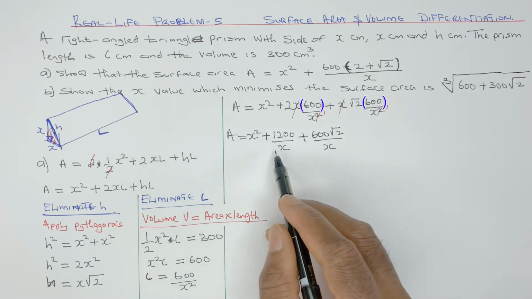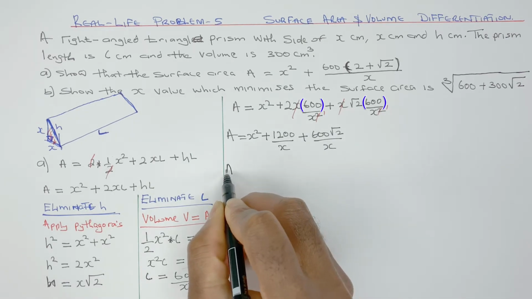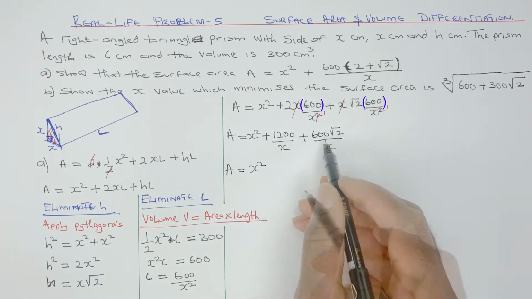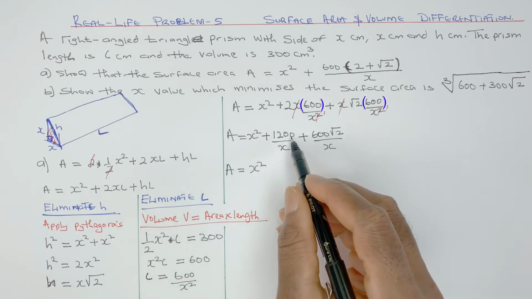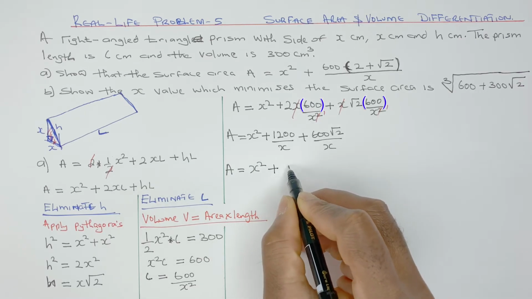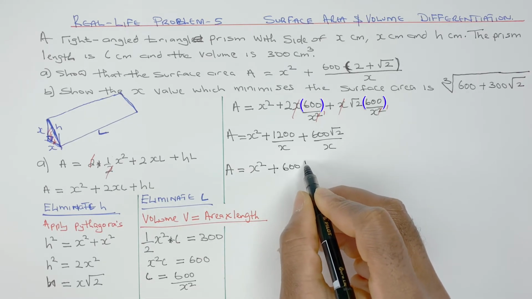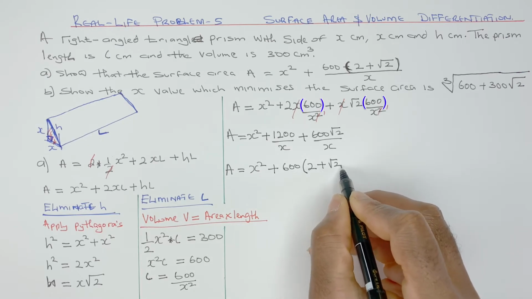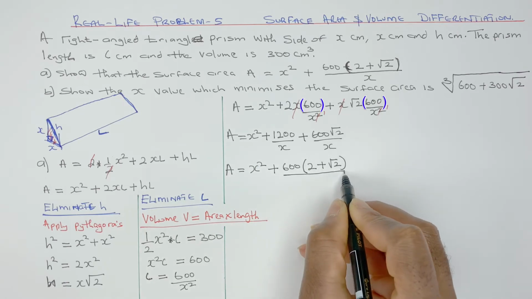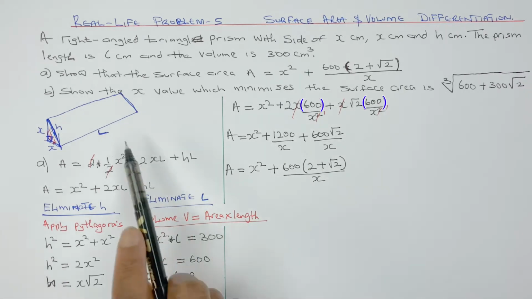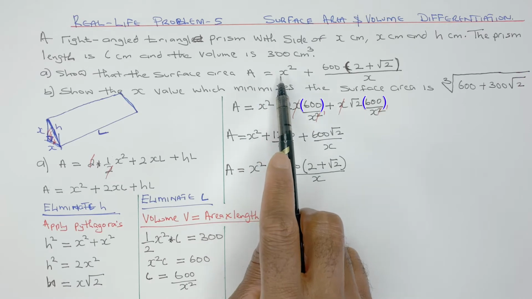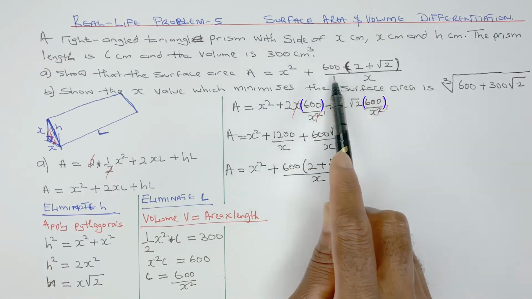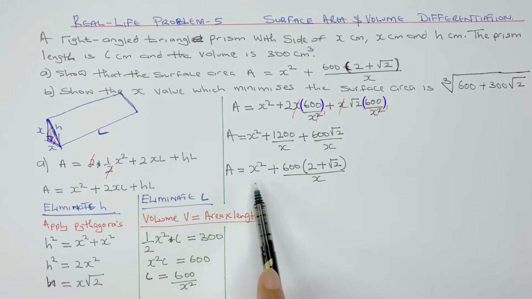You can see they have the same denominator, so you just add the numerators. 600 is a common factor in the numerator, so A equals x squared plus 600, open bracket, 2 plus root 2, close bracket, over x. We were meant to show that the surface area A equals x squared plus 600, open bracket, 2 plus root 2, close bracket, over x, and that's what we've got.